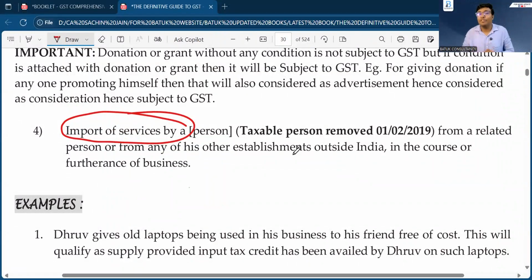In our next session, we'll discuss the concept of C&F agent and commission agent. We'll also discuss the concept of free samples. We'll also discuss how a particular transaction or activity will become supply, and how a particular supply will become supply of goods and supply of services. And we'll also discuss the specific situations in which a particular activity or transaction will not qualify as supply. All these things we will do in our next session.